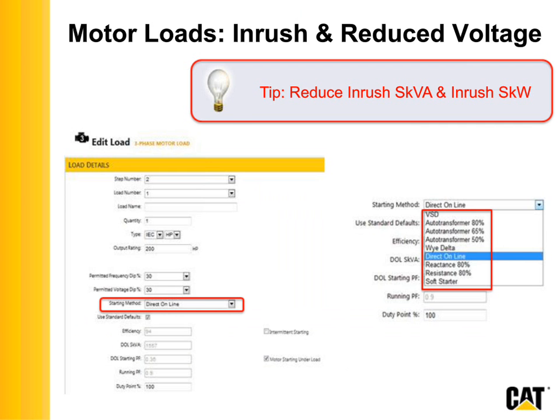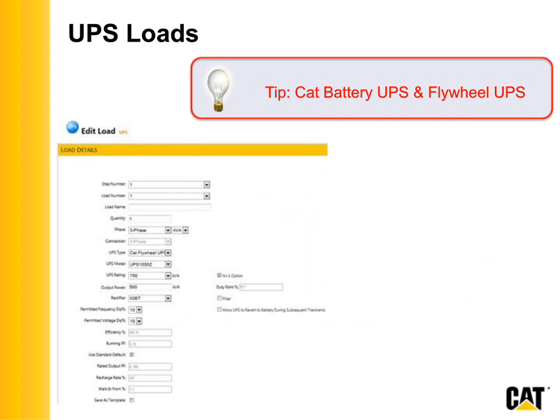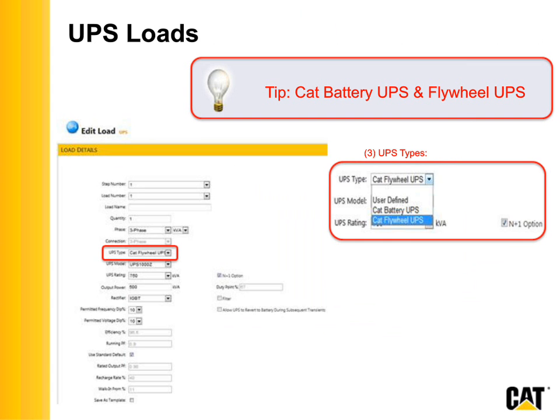Another load that's noteworthy to talk about is the UPS load. Last year, we simply had what we call a generic UPS load that you could size in SpecSizer. Last year, we added the CAT battery UPS and the CAT flywheel UPS load to SpecSizer. So it's an opportunity for you to utilize all the options out there to select the best UPS for your application.